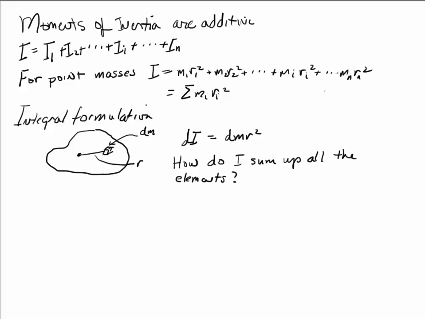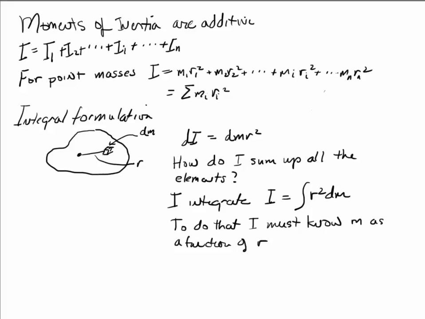So the question becomes, how do I sum up all the elements to get the total moment of inertia? Well, I need to integrate, and I'll integrate r squared dm over the complete volume of this particular extended rigid object. Now to do that, I have to know what? I've got to know m as a function of r. If I don't know m as a function of r, then I'm going to have difficulty. Or we have to cast m as a function of r.